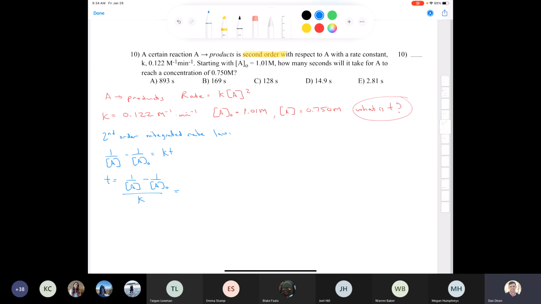And let me just double check something before I keep going. Okay, so let's keep going on, and let's plug in some numbers. So we have 1 over the concentration after our amount of time, which is 1 over 0.750 molar, subtract 1 over 1.01 molar.